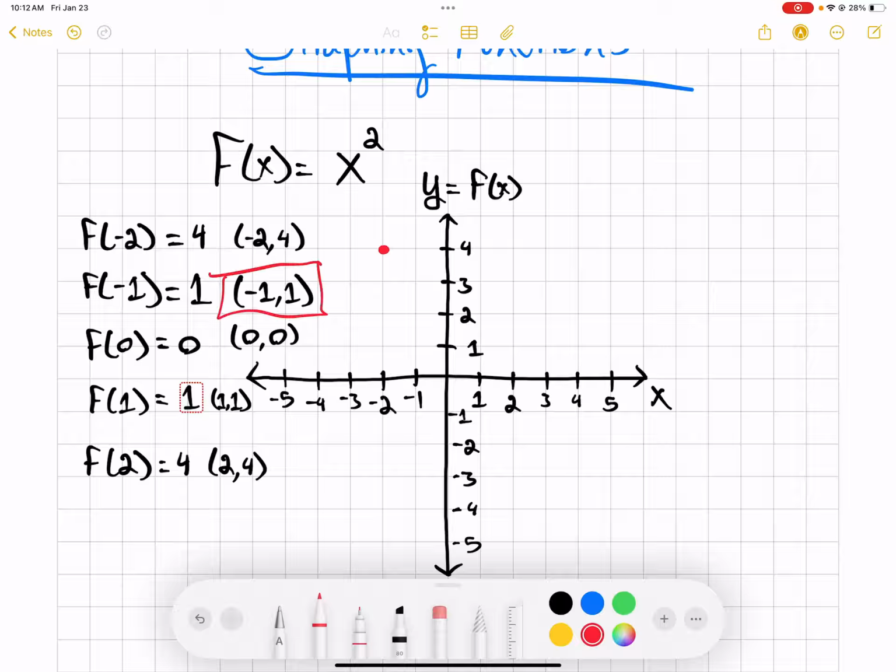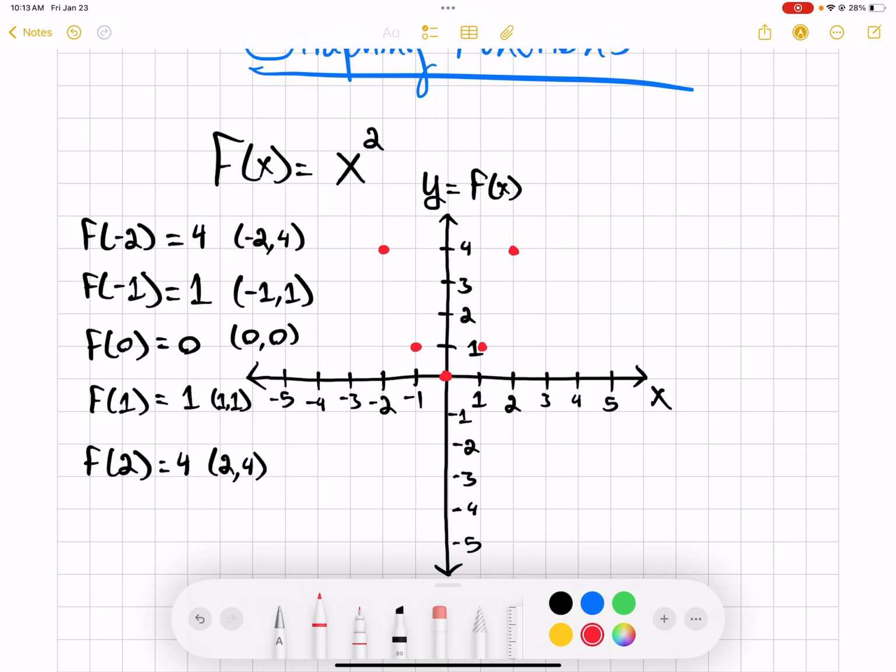Now I'm going to graph this point, (negative 1, 1). So x is negative 1, y is 1. So that'll be this point here. Now I'm going to graph this point, which is (0, 0). That's just the origin. That's easy. And then I'm going to graph this point, (1, 1), which is right here. And now I graph this point, (2, 4). X is 2, y is 4. That's this point right here.